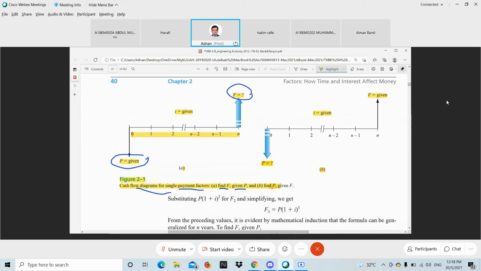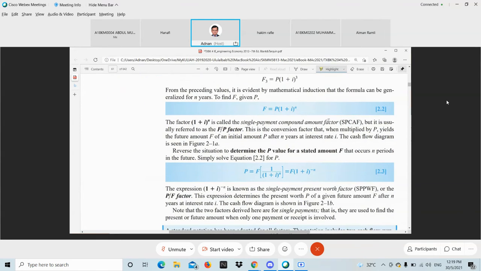Okay, this is what we call find the P given F. You want to reach a certain target, and then you should know how much you should get now, how many years, and what the I is. So this is what I've just explained earlier. The formula that you should be familiar with now is this generalized formula. If we want to know the P given F, this is the opposite of this. This is the formula.